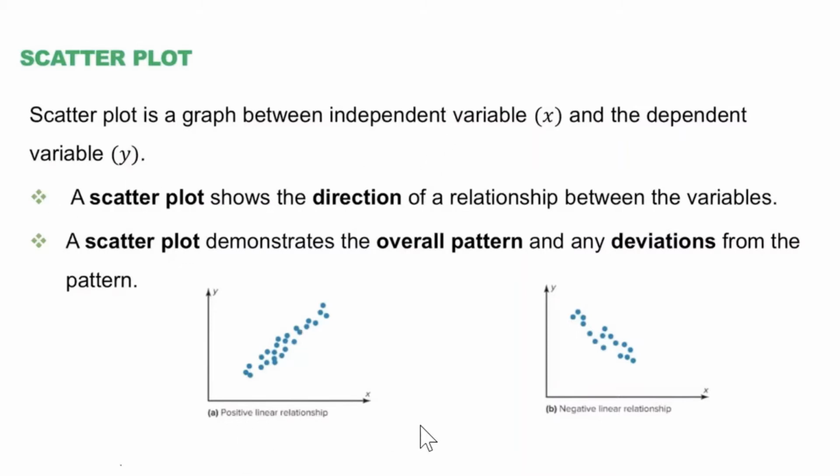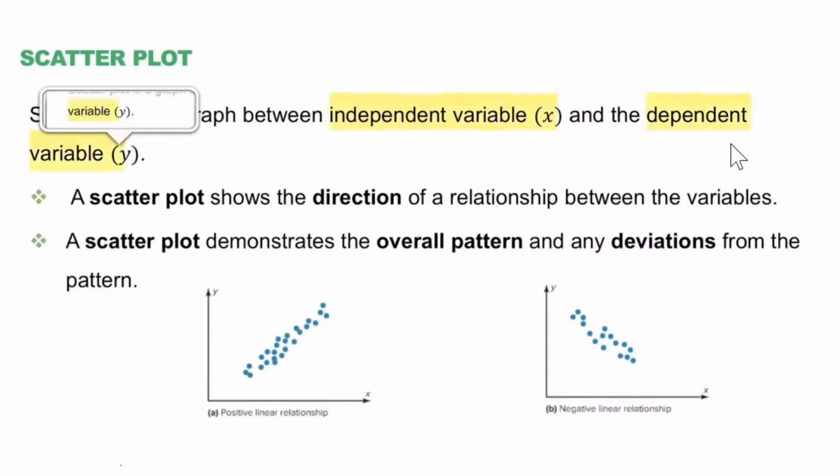variable. So if we draw the graph between the independent variable along the x-axis and the dependent variable along the y-axis, and if we represent each data with a point, then we get a graph which may be something like these two. Then that is called the scatter plot. So your scatter plot shows the direction of relationship between two variables. When we are talking about a scatter plot, the goal is to explore the relationship between the independent variable x and the dependent variable y.